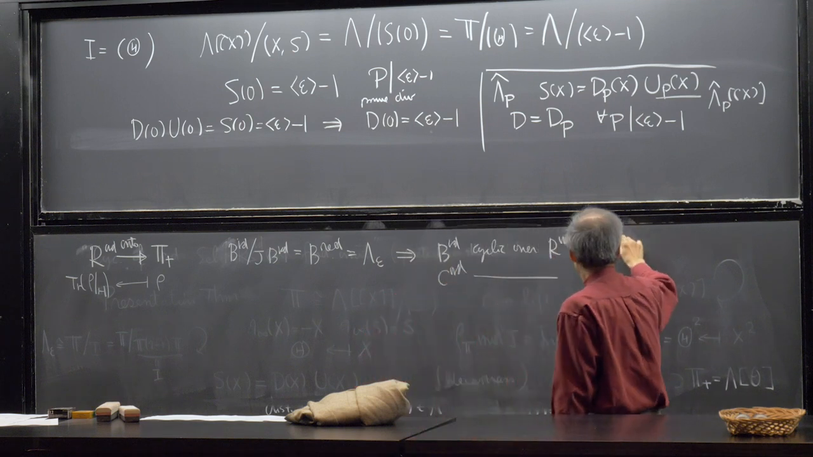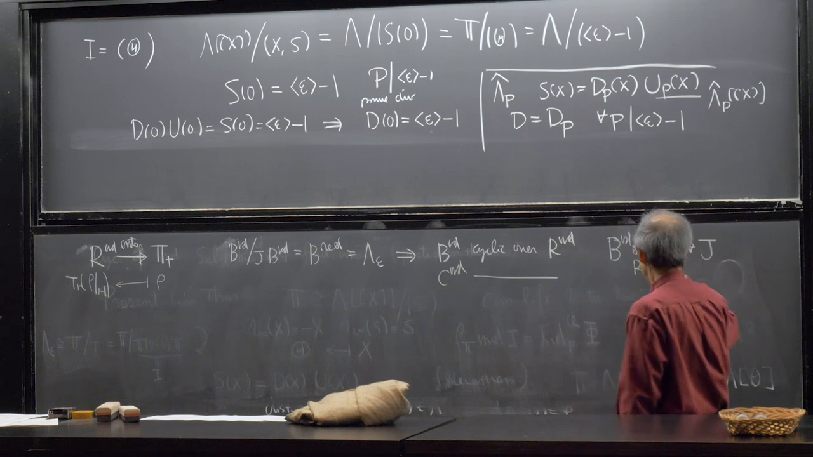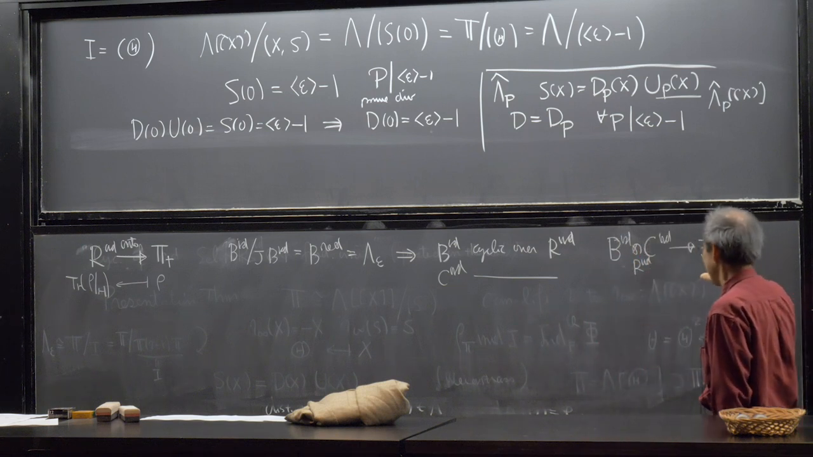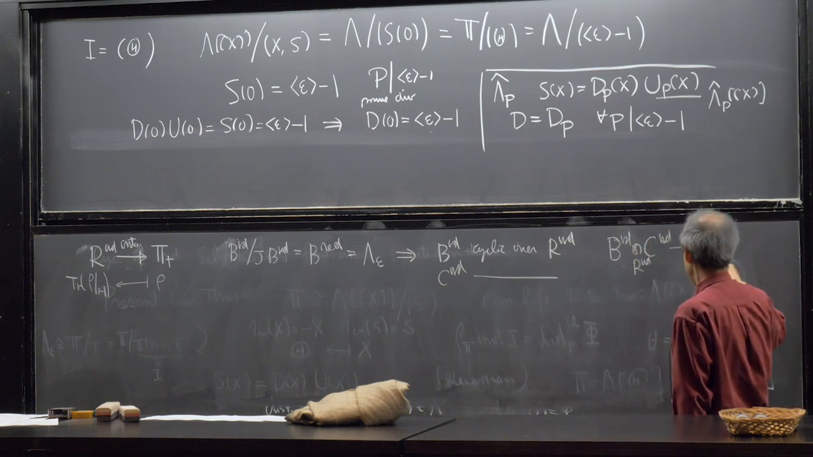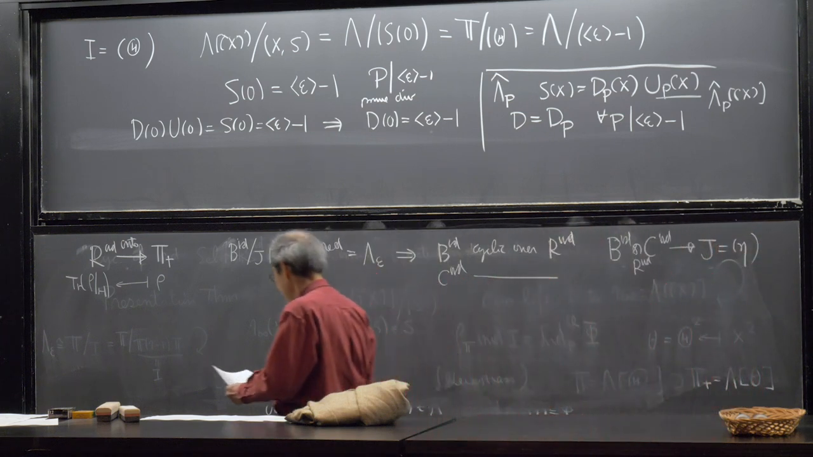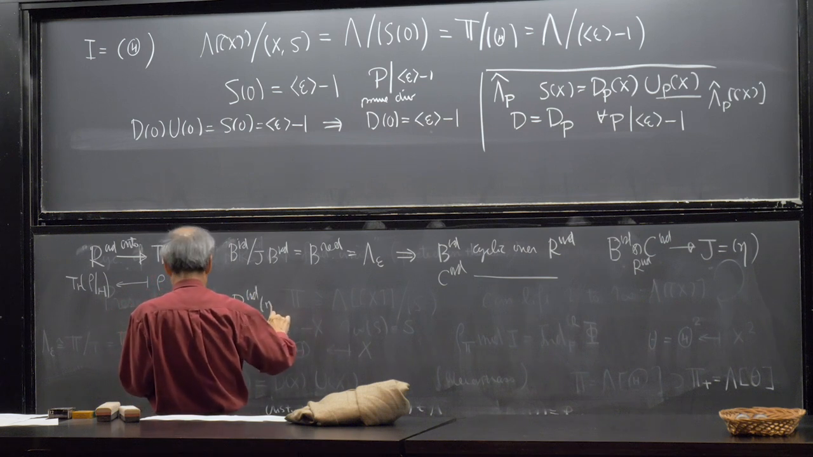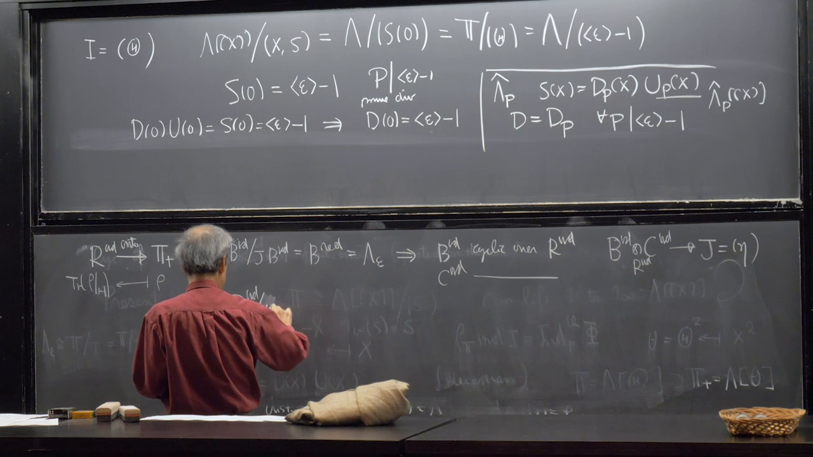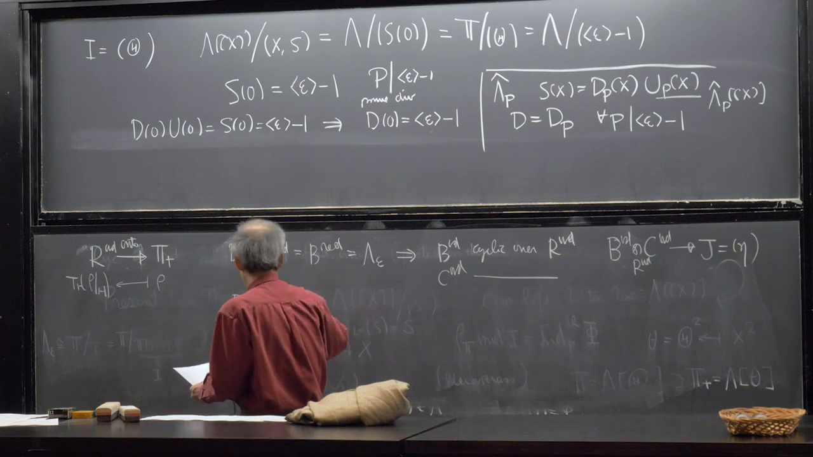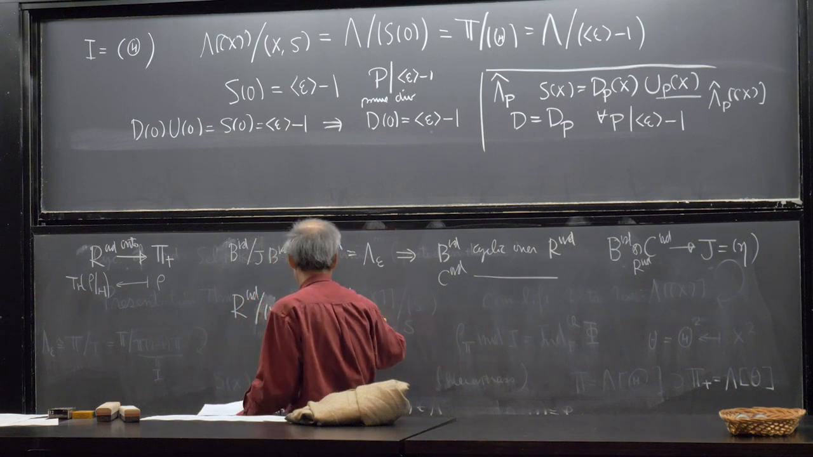Therefore, B old tensor C old over R old surjects down to J, but these two are cyclic modules, so this is cyclic. Okay, so this is a principal ideal. Okay, so I draw the picture, the diagram, R old modulo this principal ideal. So this is red. As I told you, this is lambda epsilon.